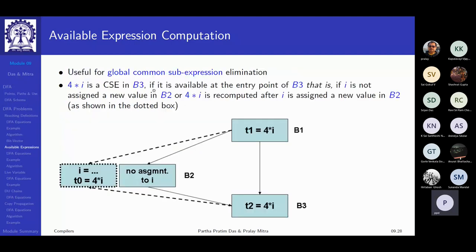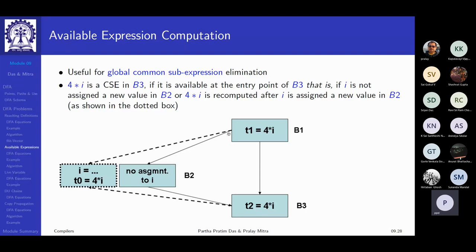So this is useful for global common sub-expression. In a small example, B1 is computing 4 star I in T1. And B3 also has 4 star I. And these are the paths. One is directly here. So if it follows this path, naturally 4 star I is available. What are the other possibilities? One is it goes through a path where there is no assignment to I. That path could be of any length, going through loops and so on. But if on that path there is no assignment to I, then again I do not need to recompute 4 star I. I can assume that it is available.